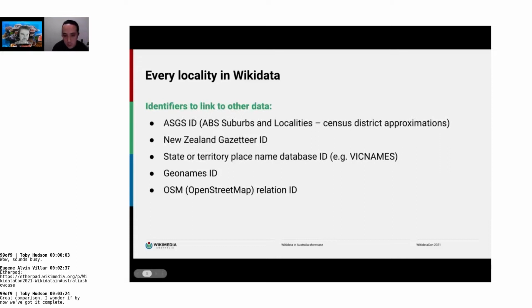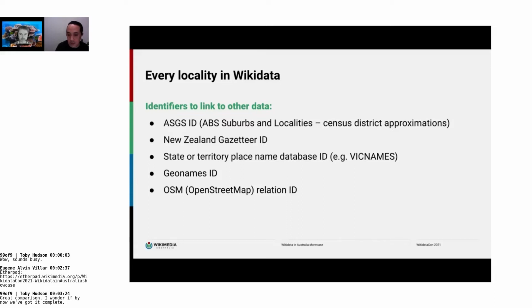Identifiers are, of course, very important. I mentioned the Australian Bureau of Statistics. They have census districts, which very closely correspond to all the suburbs and localities in Australia, and they all have an individual ID. I'll tell you a bit more about the census shortly. The New Zealand Gazetteer has an ID for the whole country.